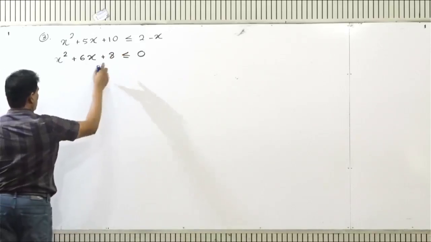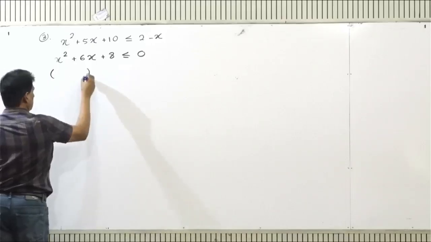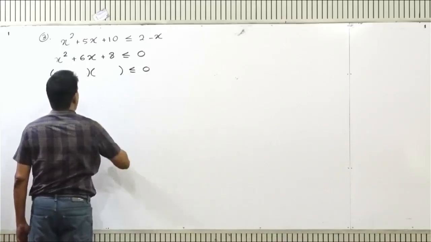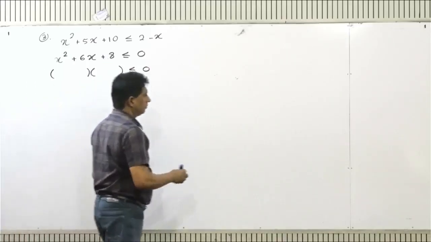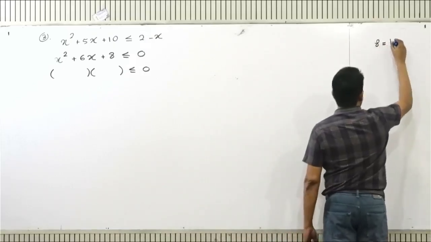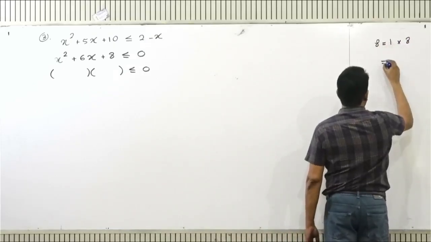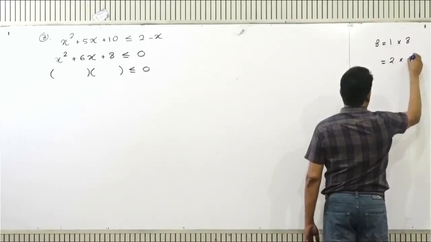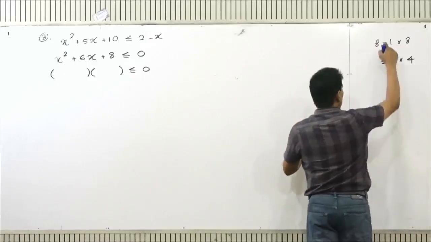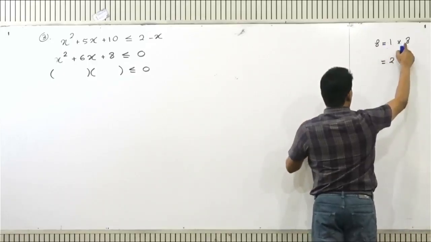Now we have to find the factors of this quadratic function. Here 8. We can write 8 as 1 into 8 and 2 into 4. This is positive 8 now. Then positive 1 into positive 8 or minus 1 into minus 8. Right?